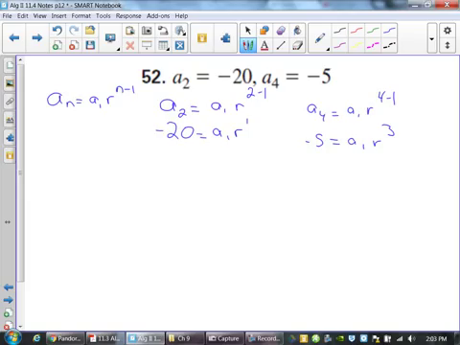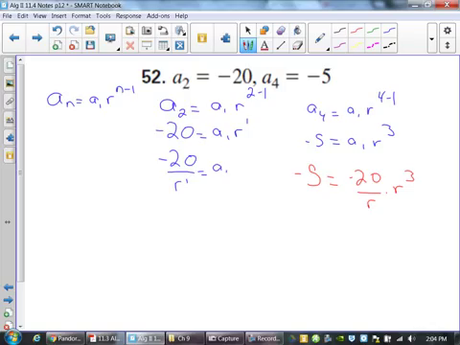When you're dealing with these things, it's always easier to rewrite it in terms of the first term, a sub 1. Always write the one that has the lesser degree for the rate into that other term because it'll be easier to simplify later. So negative 20 over the rate, excuse me, is your first term. Oh, I'm sorry, I did that backwards. I just said the wrong thing. Substitute into the other equation.